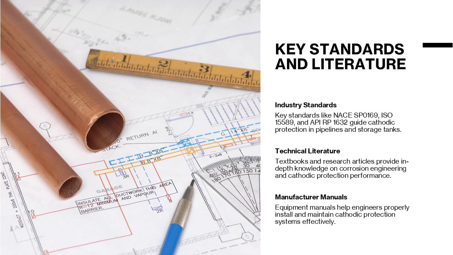Key references include NACE International standards such as SP0169 for control of external corrosion on underground or submerged metallic piping systems, ISO 15589 for pipeline CP systems, and API RP 1632 for cathodic protection of underground petroleum storage tanks. Additional resources include textbooks on corrosion engineering, research articles on CP performance, and manufacturer manuals for CP equipment. These references serve as authoritative sources for engineers and technicians to ensure compliance, optimize system design, and stay updated with technological advancements in corrosion prevention.